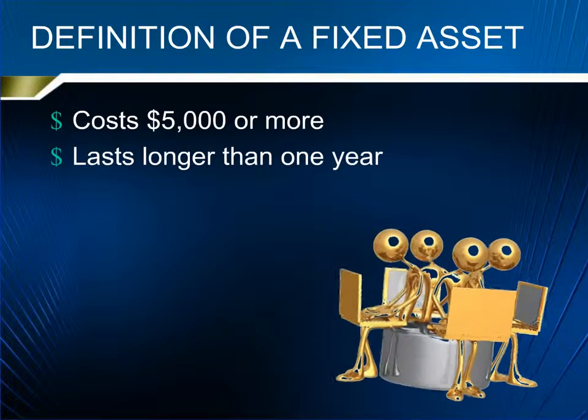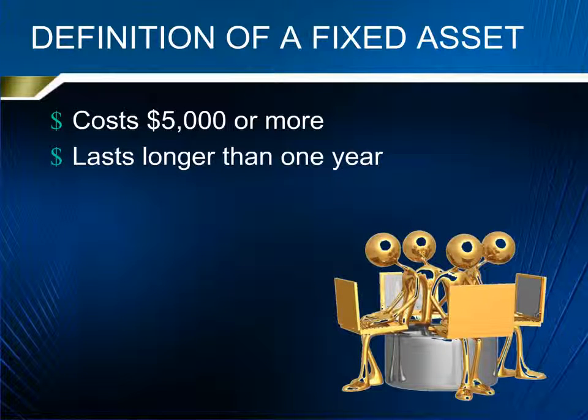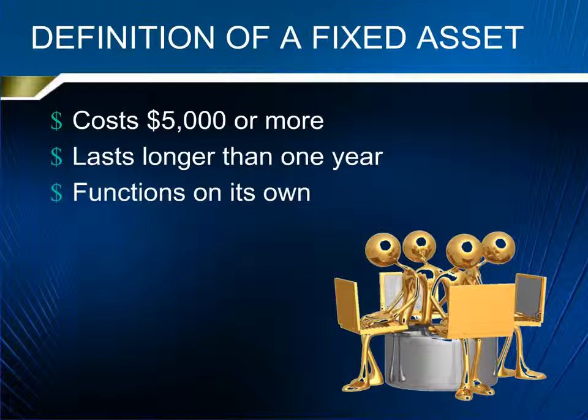It must last longer than 1 year, for example, a vehicle. The item must also function on its own. For example, when a vehicle needs a new engine valued at $6,000, the cost of the engine would make this a fixed asset. However, the engine cannot operate on its own. It operates as part of the vehicle.